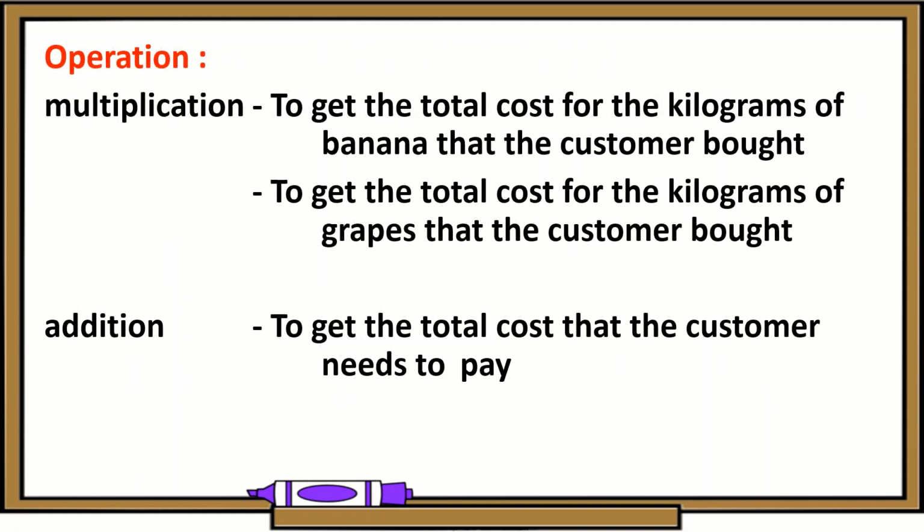At ang operation na ating gagamitin ay multiplication para makuha ang total cost ng kilogram ng banana na binili ng customer. Multiplication to get the total cost for the kilograms of the grapes that the customer bought. At addition naman para makuha natin ang total cost na binili ng customer na kailangan niyang bayaran.